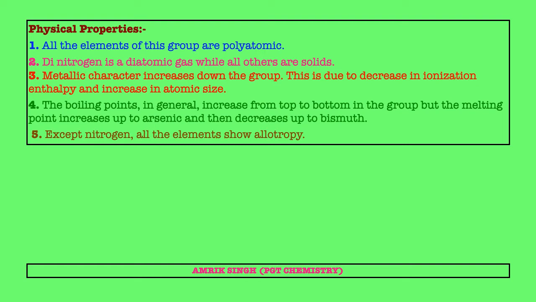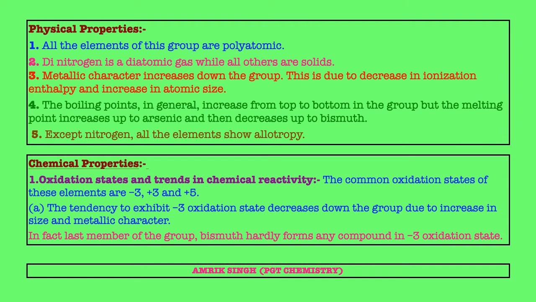Metallic character increases down the group due to decrease in ionization enthalpy and increase in atomic size. The boiling point in general increases from top to bottom in the group, but the melting point increases up to arsenic and decreases up to bismuth. Except nitrogen, all other members show allotropy. Chemical properties: oxidation state and trends in chemical reactivity.